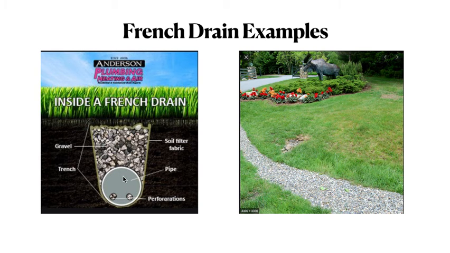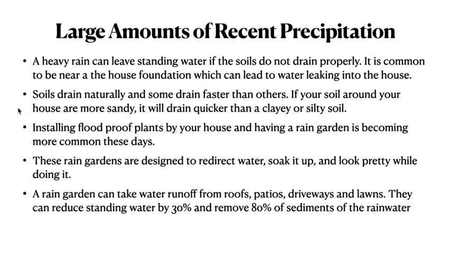Over here you can see that they have a pipe in here, so that's probably leading to a drainage, or some people have a large pool in the bottom of their landscape for water drainage. And here you can see a beautiful example of the drainage right here. So here's the river rock, and this is even a trench, most likely with a pipe leading to a storm drain. So next is the large amounts of recent precipitation.